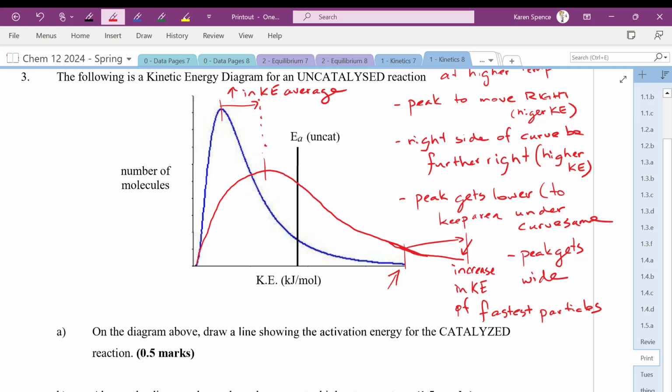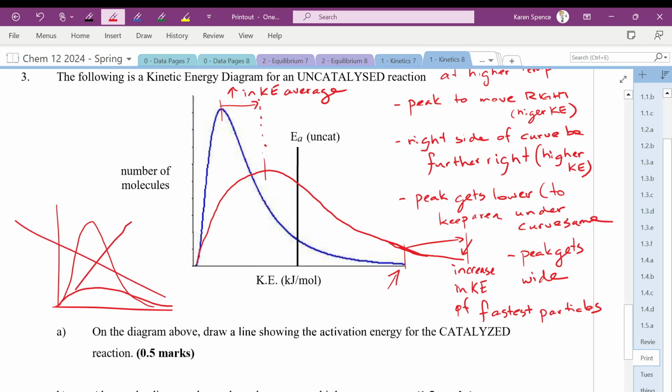You should try to make it look like the area under the curve is approximately the same, right? I did have a few people where I'm like, that is not the same area, dude. I know it got wider and it got lower and the peak went to the right, but it is not the same area. So try to make it at least approximately the same, yes? Because the number of molecules is the area under the curve and the number of molecules does not change, okay? Total number of molecules. All right, that's it.